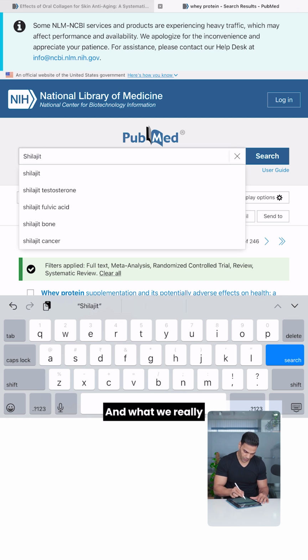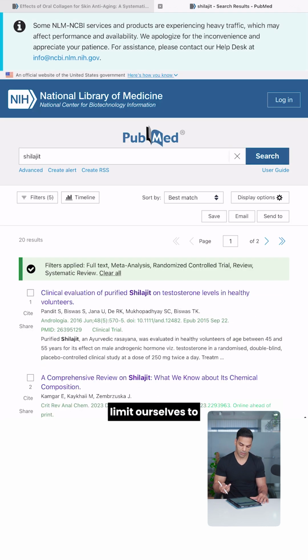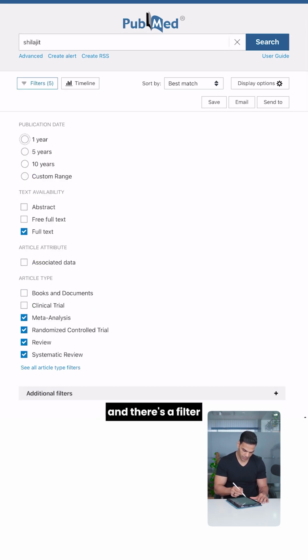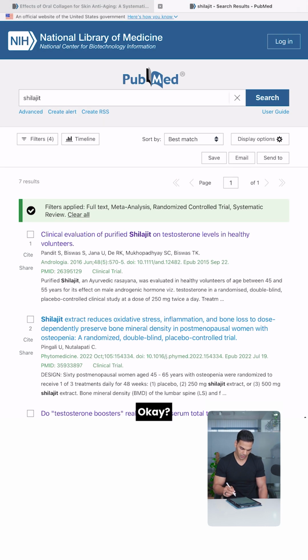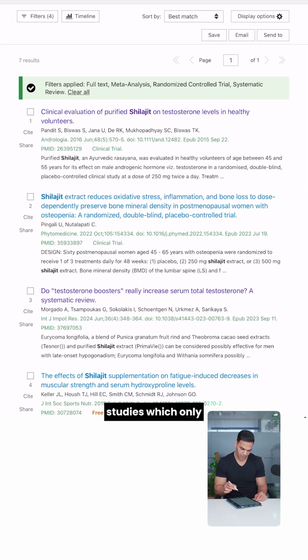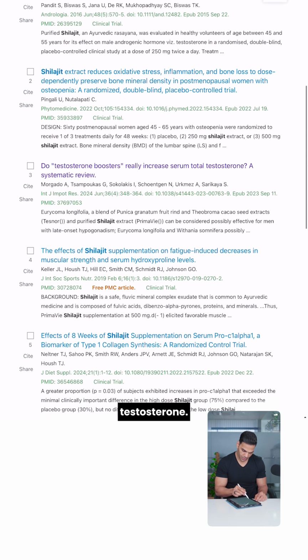Shilajit. What we really want to do is limit ourselves to systematic reviews. So there are 20 results. I'm going to apply some filters, and there's a filter already there. I'm not going to refer to books and documents. I'm not going to refer to general clinical trials. I'm going to refer to meta-analysis, RCTs, reviews, and systematic reviews. Let's eliminate review for the time being. So when we have systematic reviews and RCTs, we come to 7 studies, and out of these 7 studies, let's look at studies which only specify shilajit and testosterone. So you have got one study. The second study does not mention testosterone. The third one seems like a systematic review, so we'll look into it.